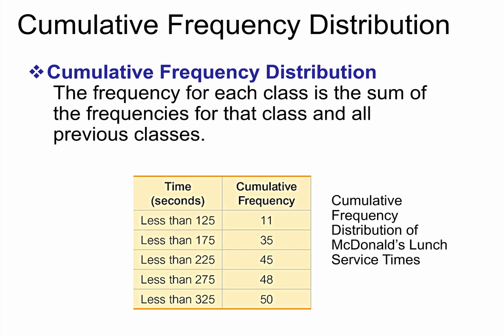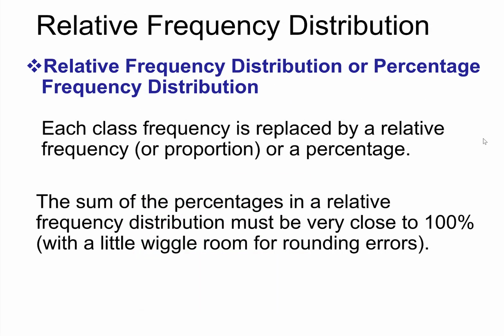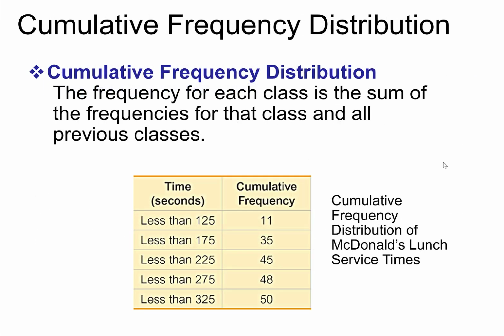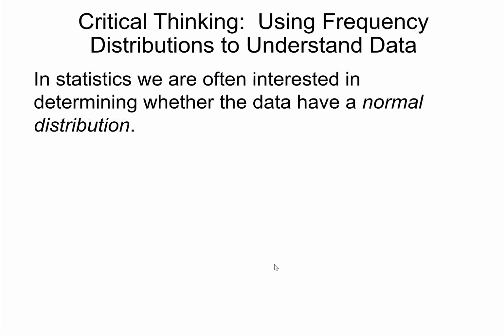A cumulative frequency distribution shows the frequency for each class and the sum of the frequencies of the classes below it. So if we go back to the McDonald's lunchtime service times, we see that the cumulative frequency for the second class is the frequency of 11 in the first class plus the frequency that was in the second class. We add those together, that was 24, and we get 35, and so forth.